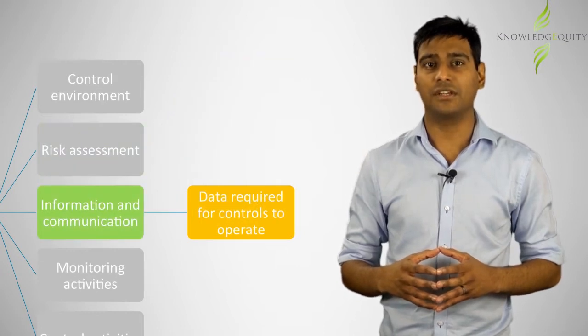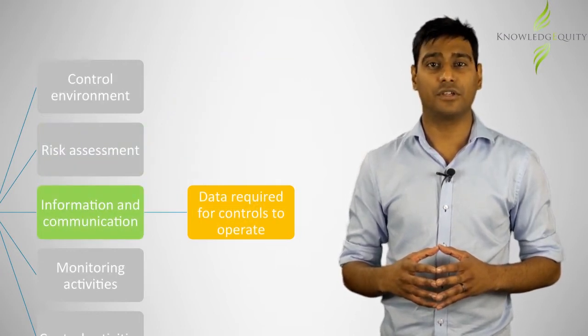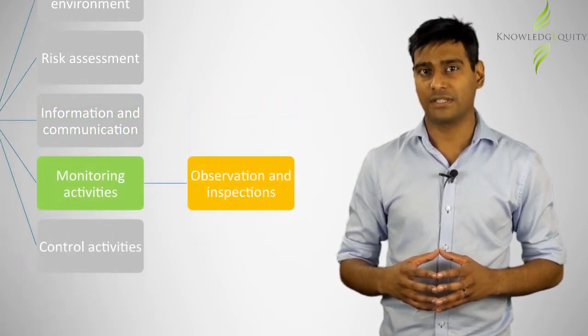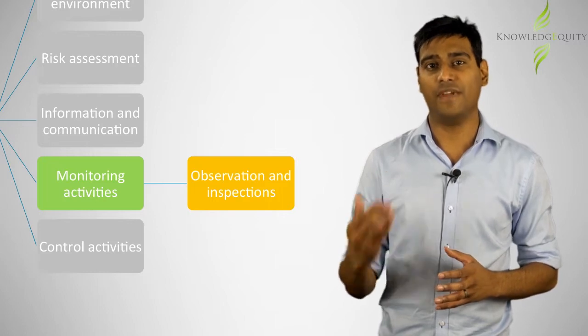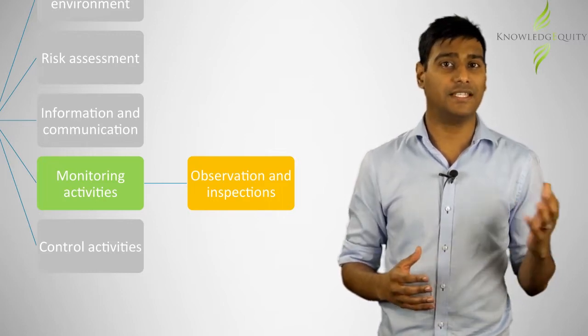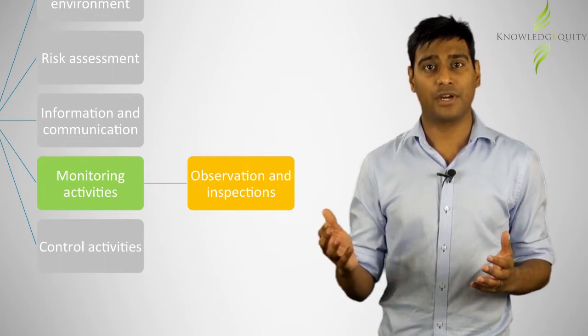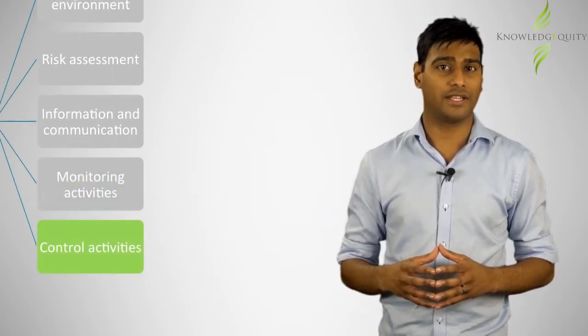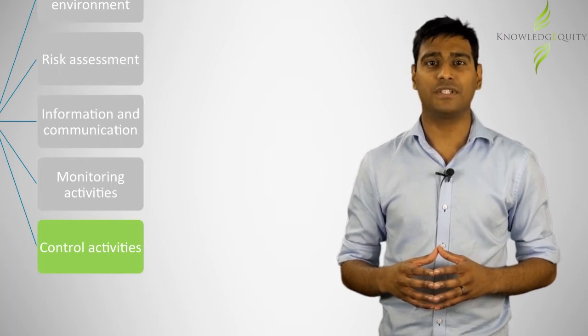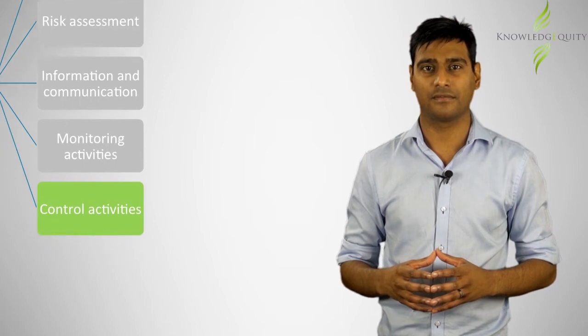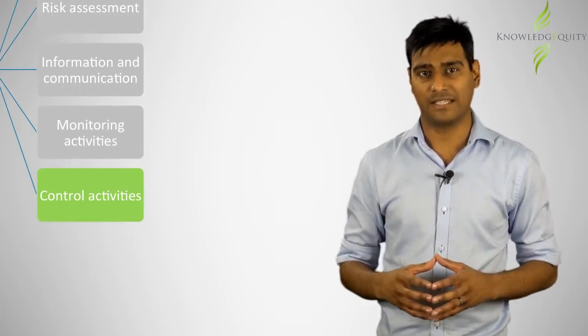Information and communication refers to data required to ensure the controls operate as intended. Monitoring activities refers to the continuous observation of controls and systems to identify areas of weaknesses or areas where change or upgrade are required. Control activities relates to policies and procedures about how controls are to be performed and implemented. There are 5 general control activities.